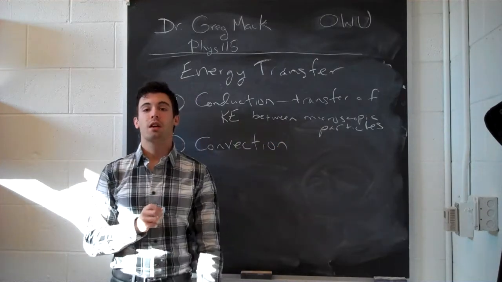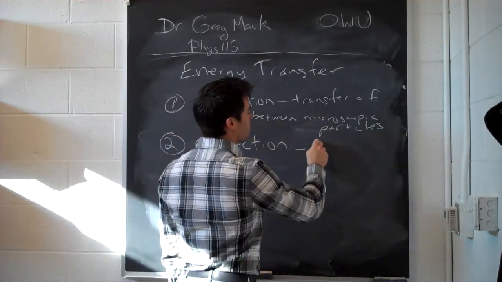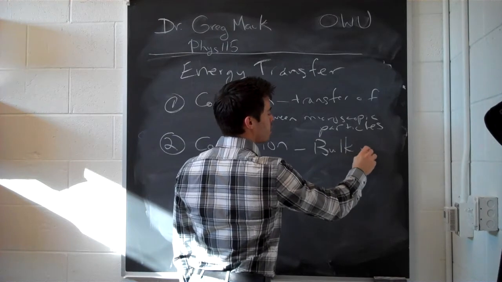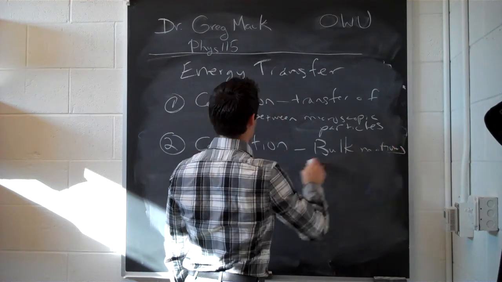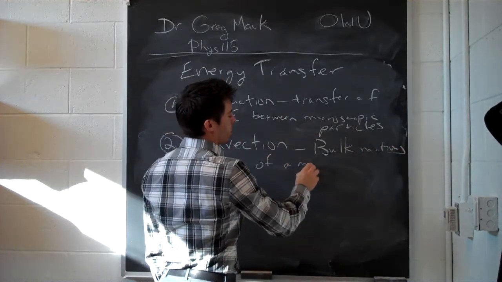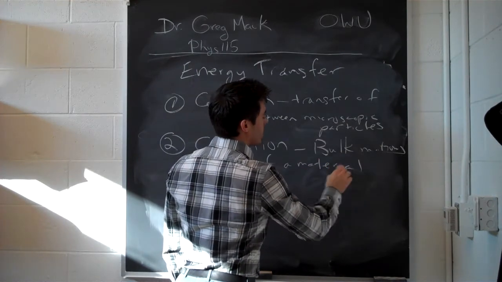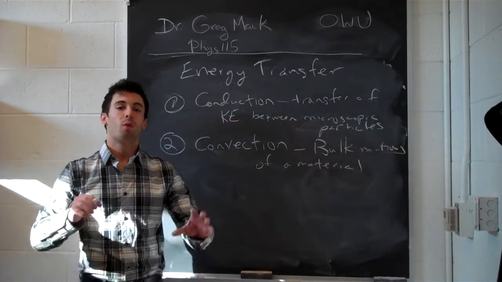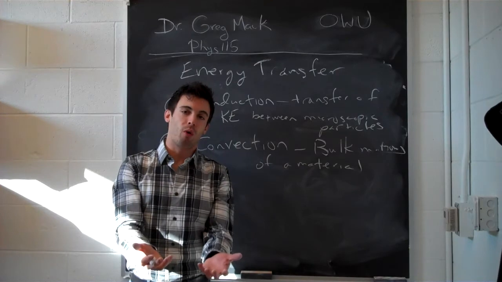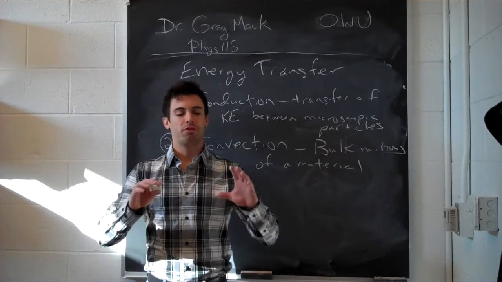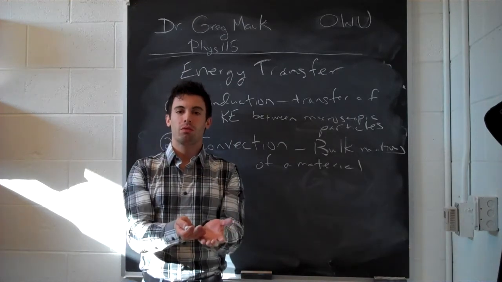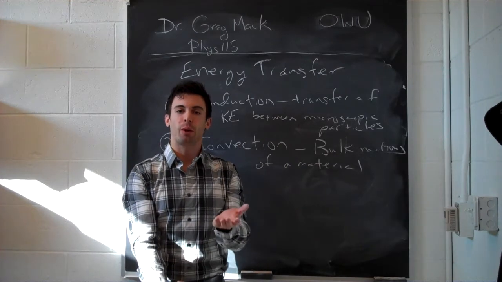Another method is convection, and this would be bulk motions of a material. What do I mean by that? Well, when you have this pot of boiling water example again, you have the container that has the water, and you're heating it from the bottom.